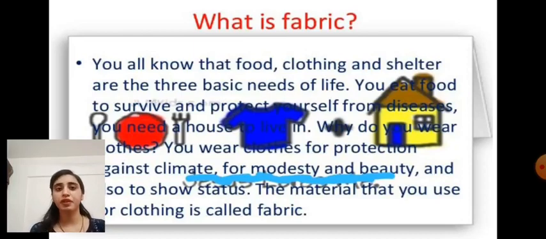Now the next word is fabric, meaning the material that is used for clothing is called fabric. You know why we need food, clothing, shelter? These are our basic needs, but why do we need all these? Because for our protection against climate. And the material that is used for clothing is called fabric. Understood both the words?